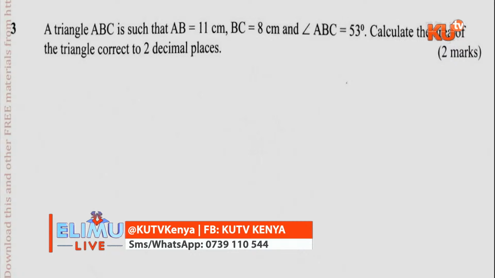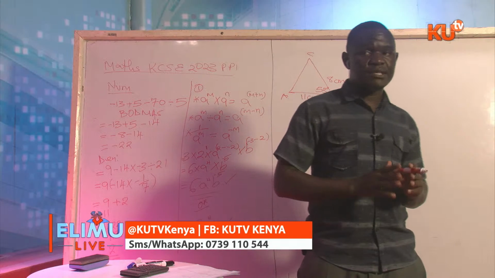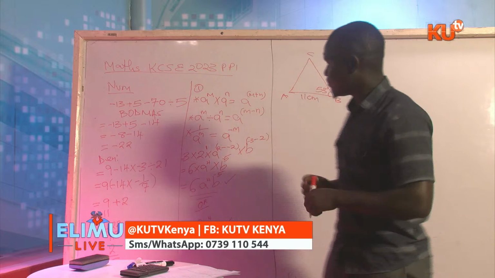How do you calculate the area of a triangle, dear students, given 2 sides and the angle subtended by those sides? Yes, we are going to apply the formula: area equals a half times a times b times sine theta.